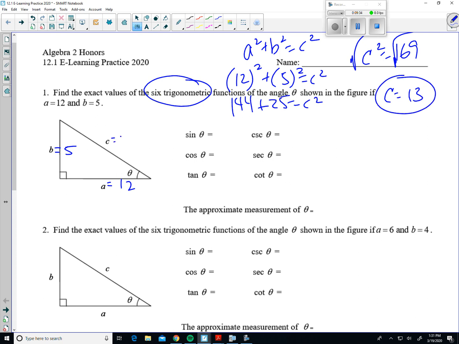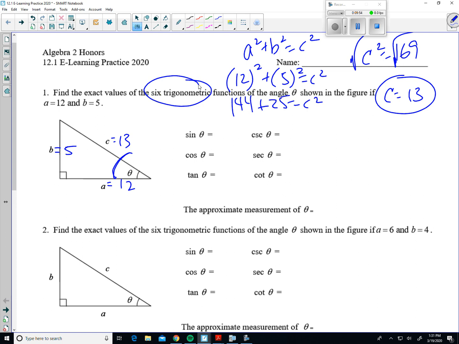So in this problem, we're not asking you to find the angle measurements. We're just asking you to write the comparison of the side lengths to the angle that has been called theta. And if you had a chance to read section 12.1 in your Honors Algebra 2 textbook, theta is just a Greek letter that they usually like to use to represent an angle.